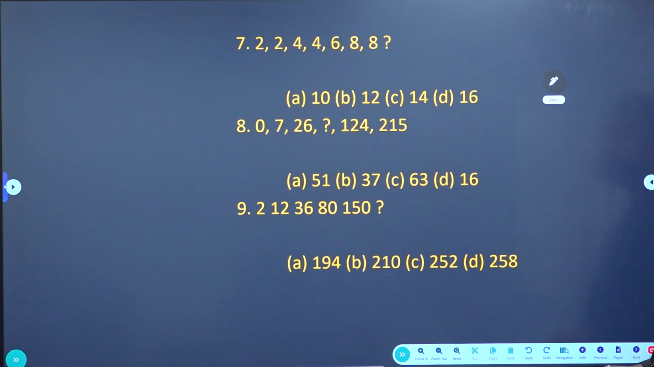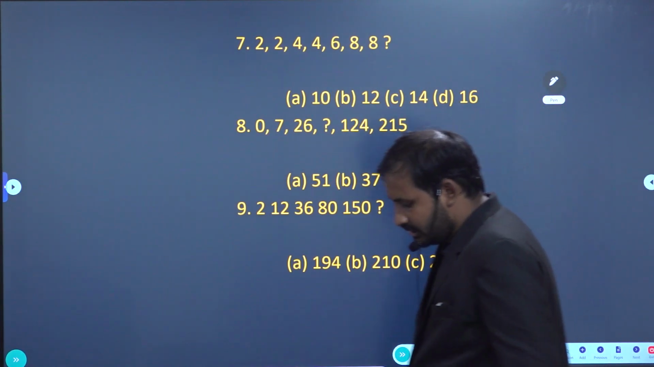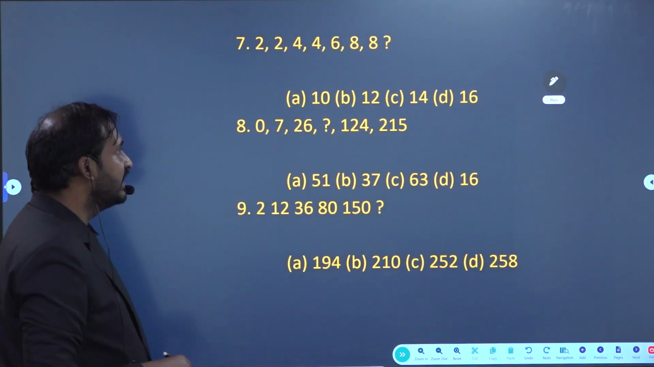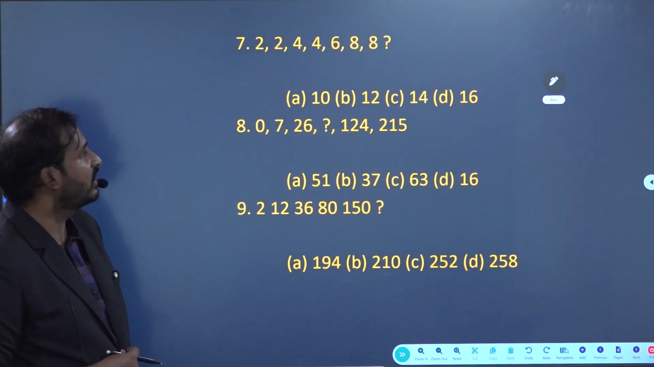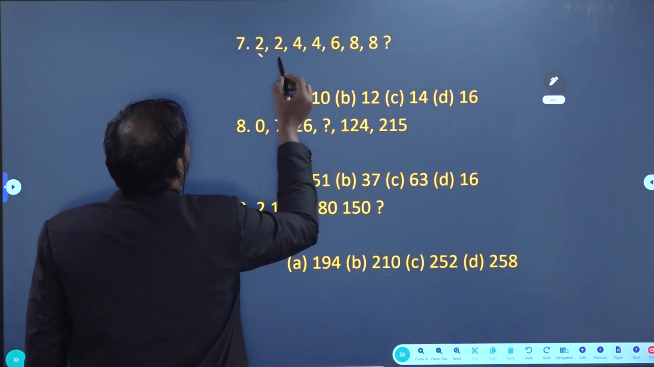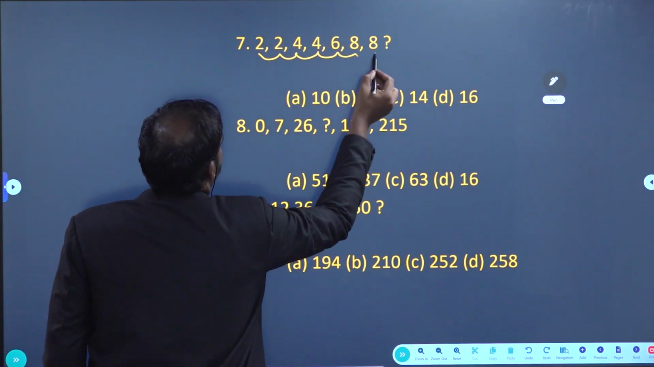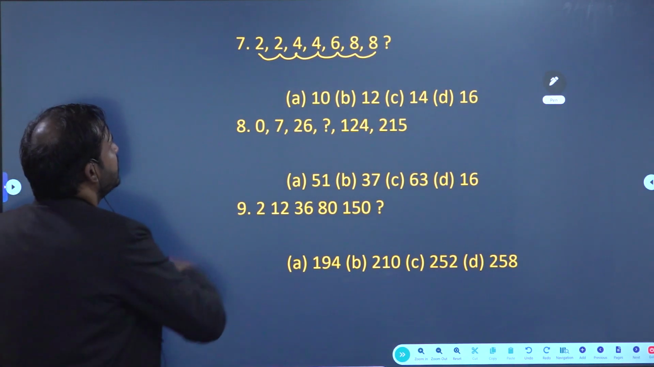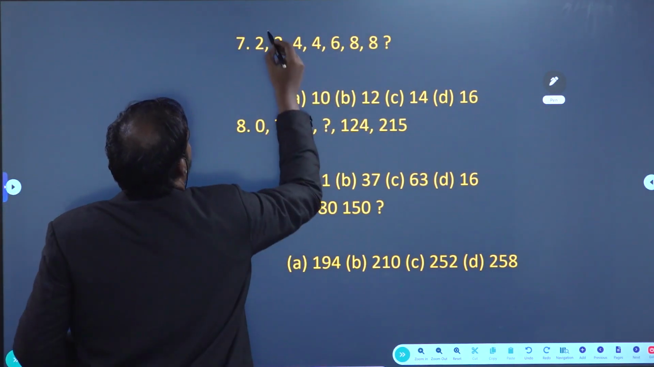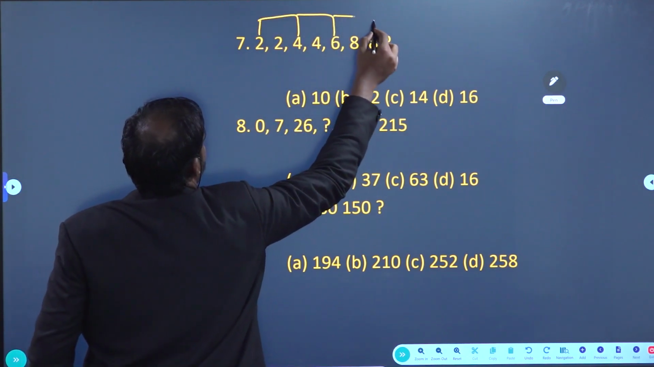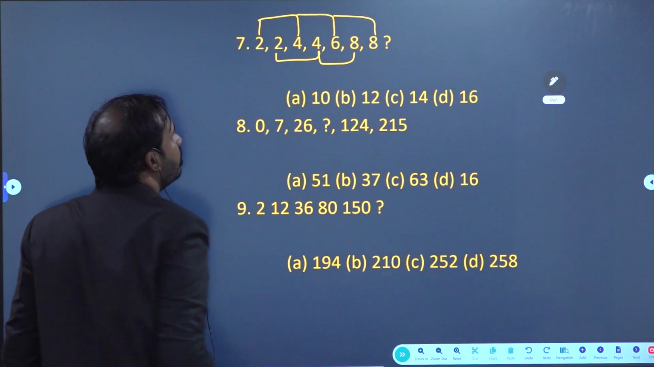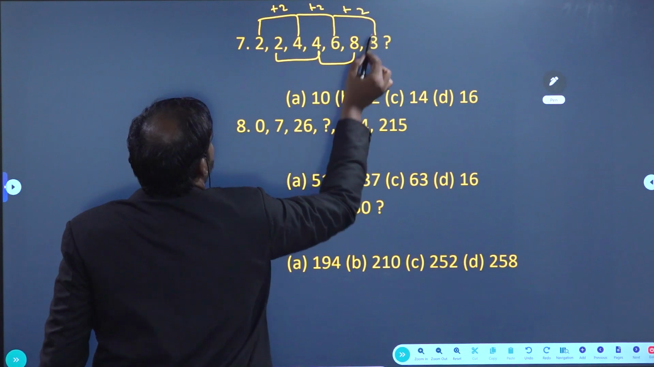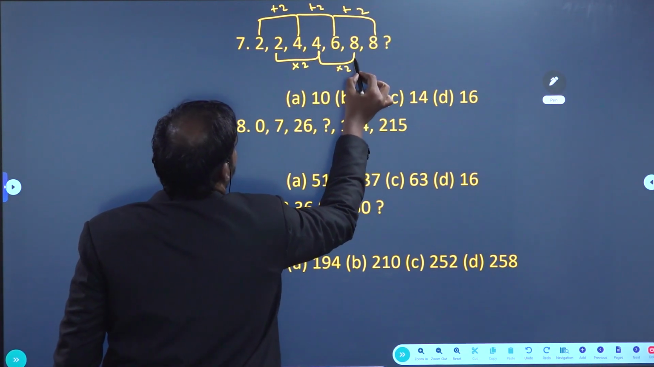Okay. Next one. 2, 2, 4, 4, 6, 8, 8. What comes next? What is the logic here, sir? See here, the differences are very, very small and the series is also a little bit odd. Now think in an alternate manner. Try to check 2, 4, 6, 8. Next 2, 4, 8. Now please observe here. When it comes to this series, it is plus 2, plus 2, plus 2. When it comes to this series, it is into 2, into 2, into 2. So next one should be what?